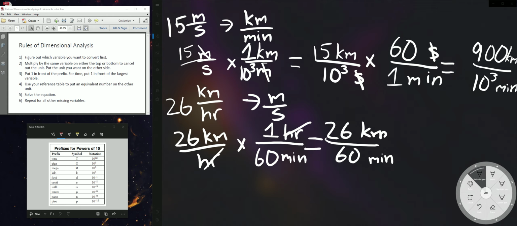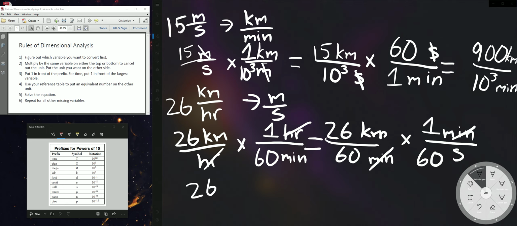So now we still have to get seconds. So we're going to do this again. We want to cancel out the minutes, put seconds on the bottom because we do want seconds over here on the bottom. How many seconds are in 1 minute? 1 minute is 60. We put 1 in front of the minute because this is the larger variable. All right. So now we solve that, we get 26 km over 3,600 seconds.